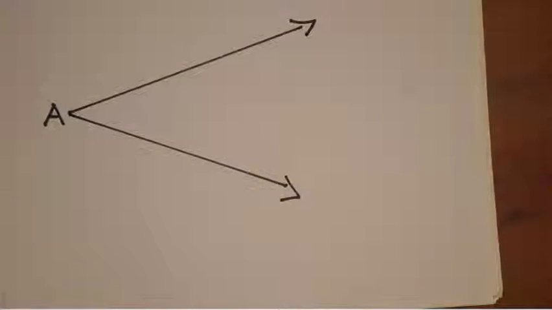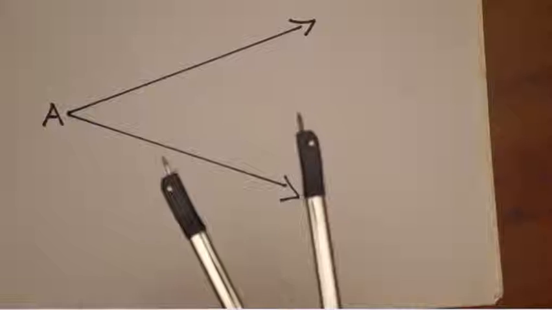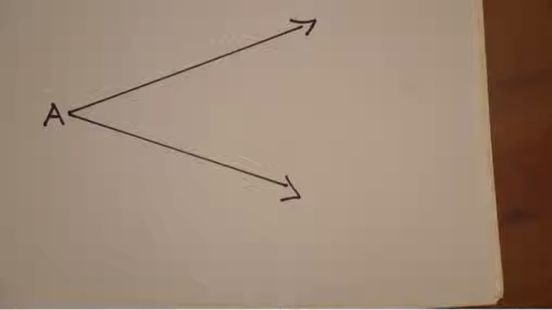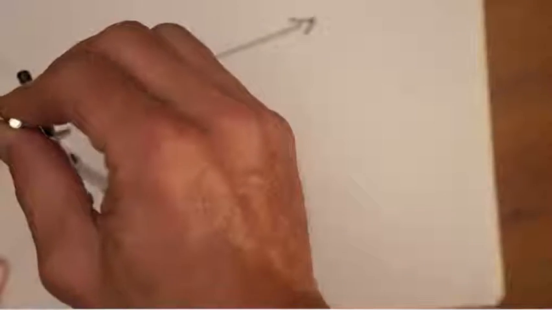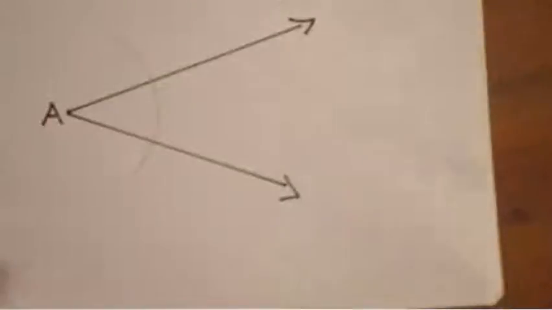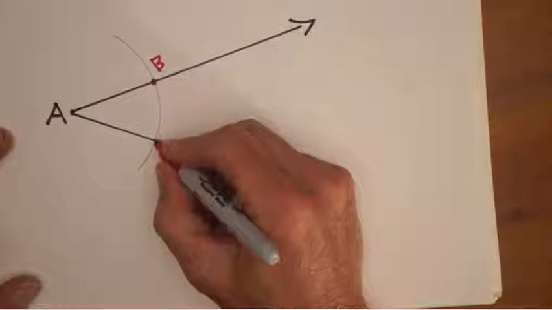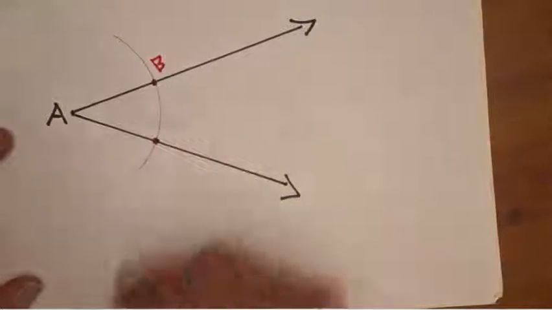What we're going to do is we're going to take our compass. I'm going to close this compass gap a little bit. So right about there. And we're going to take the compass point and put it on the vertex. We're going to create an arc that goes through both rays. And we'll label the intersection of the arc and one of the rays that point B, and the intersection of the arc that we drew and the other ray, we'll call that point C.